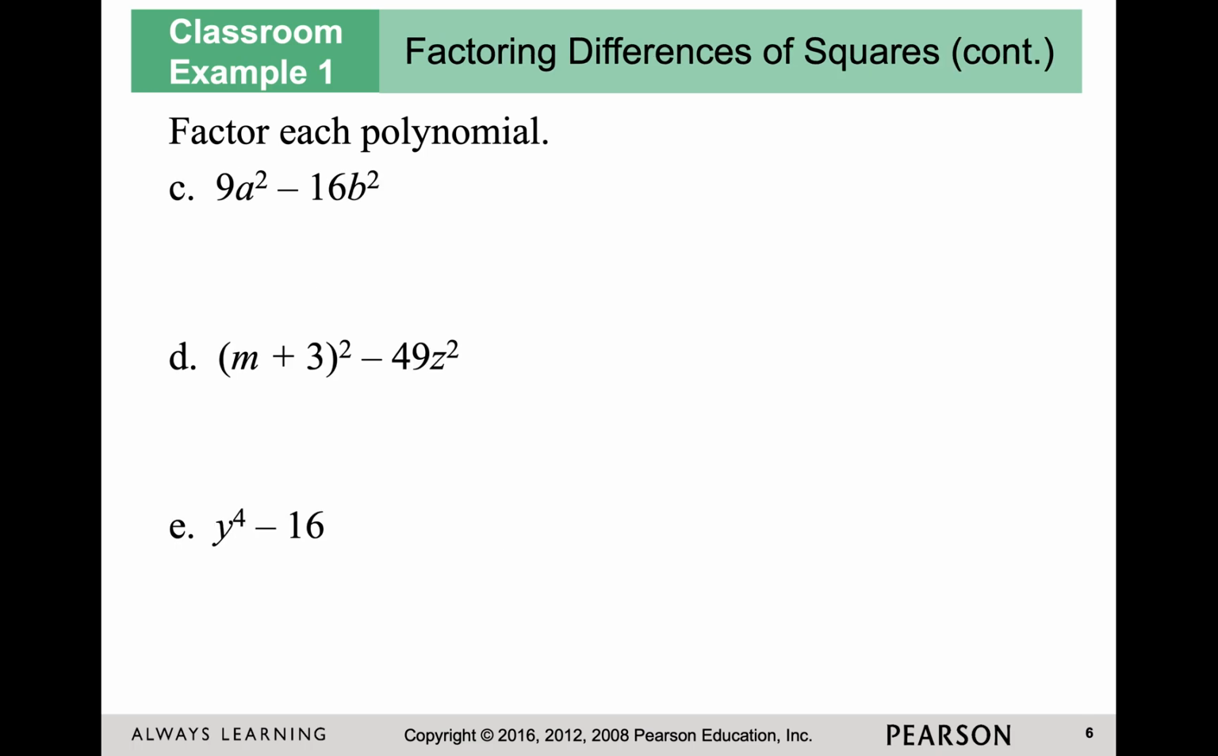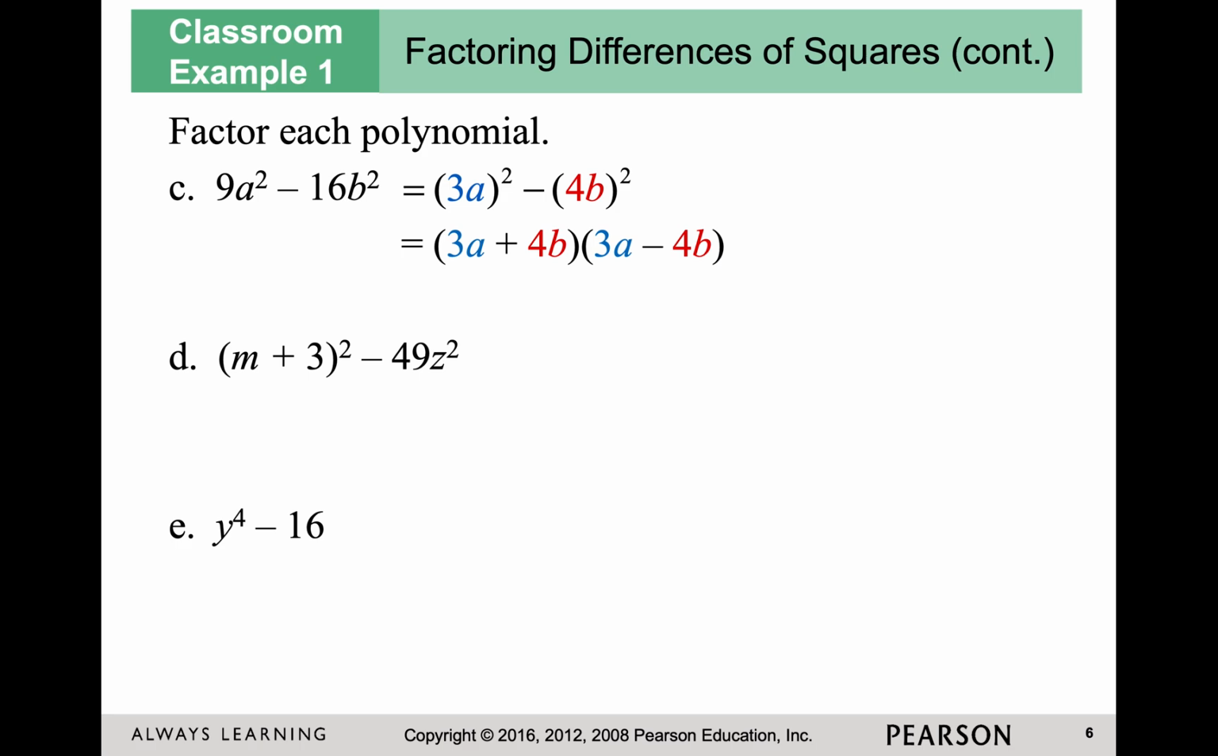Here's some additional ones. Here, you can also factor out. Or you can look at, well, 9 is a perfect square, and so is 16. So if I took the square root of 9a squared, that would be 3a. And if I took the square root of 16b squared, that would be 4b. So I can then write it as the sum and difference. So it doesn't have to just be a term with no coefficient as the first term. It can have a number.